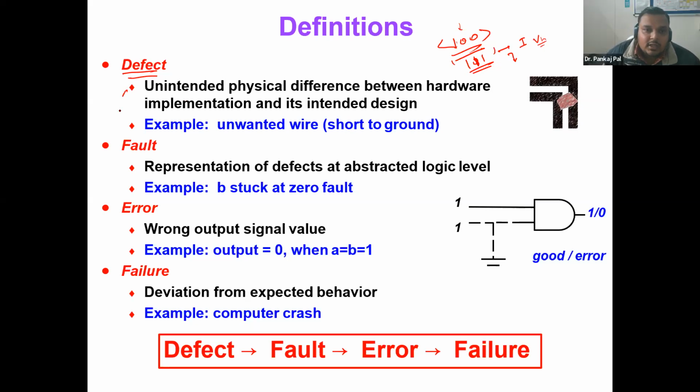Ultimately, defects will lead to some faults. And what is a fault? A representation of a defect at an abstracted logical level. Whatever the fault is, it will lead to an error, and an error will lead to failure. So you have to ensure your IC is not going to fail. That is why you have to reduce the faults.